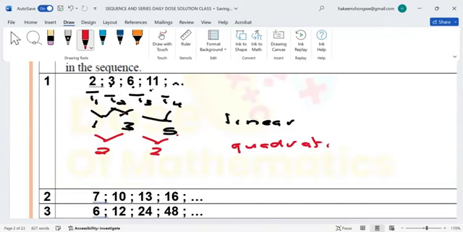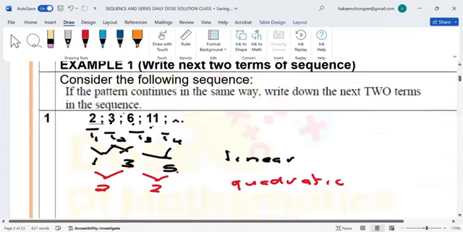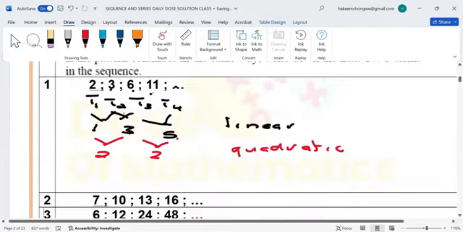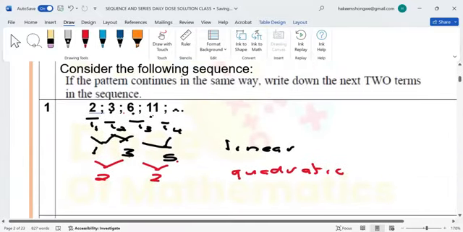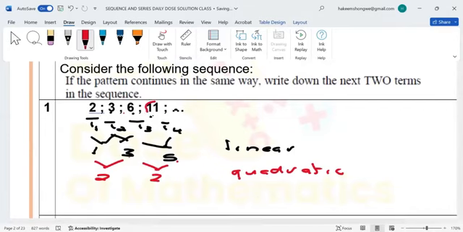A quadratic. Now, as soon as you know quadratic, then you can determine the next 2 terms. It's going to be simple. As soon as you know what kind of a pattern it is, then you can determine the next 2 terms. So how did we do it? We said if we add this one plus this one plus this one, they're going to give us the next term. So what is 11 plus 5 plus 2?